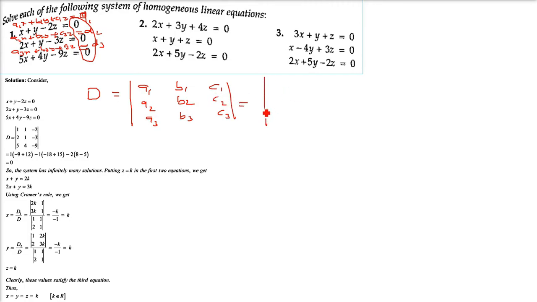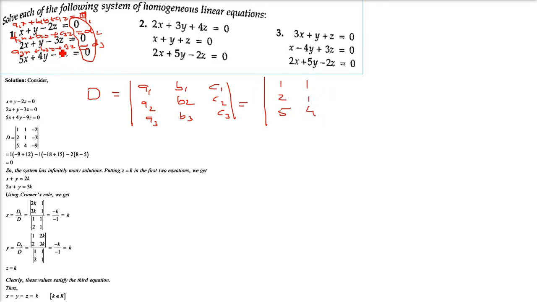So if the determinant of these values comes to 0, then the system will have infinitely many solutions. Then we have to put z equals k, and we have to take the first two equations while putting k, and then we have to see whether it gets solved or not.